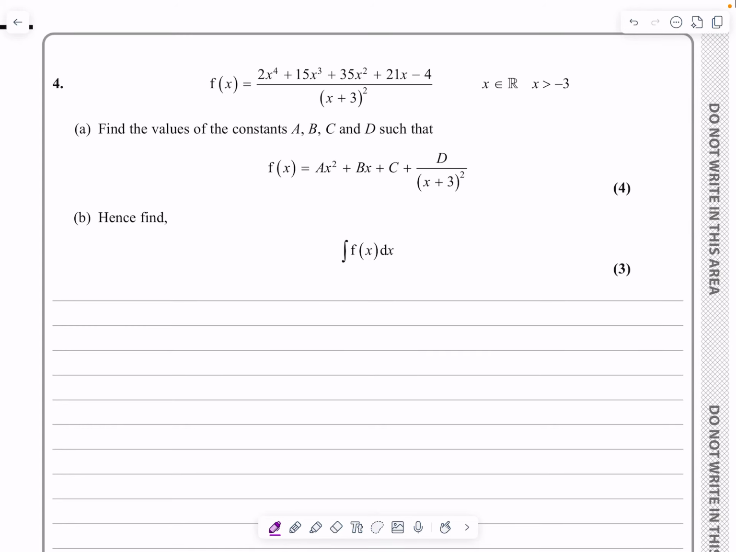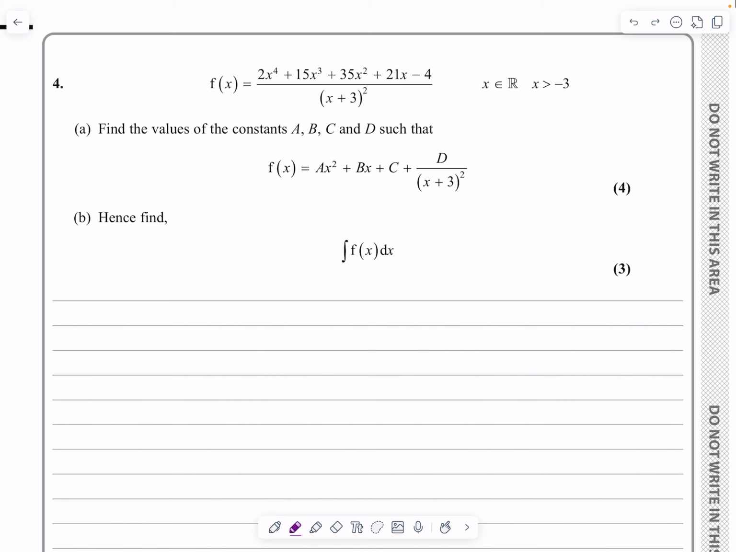Okay, this is the P3 paper from January 2023. It's question number 4, and the first part here is algebraic methods. We're going to have an improper fraction here that we're going to have to divide, and then the second part is integration. We'll look at that when we get that far.